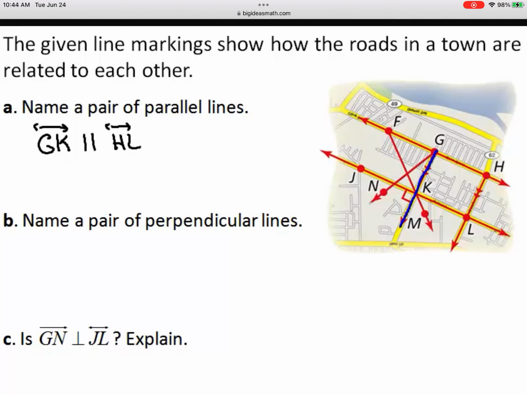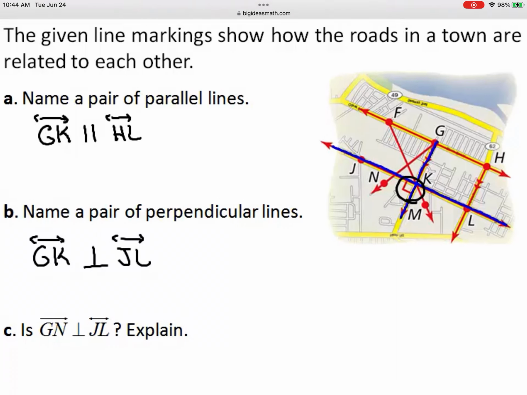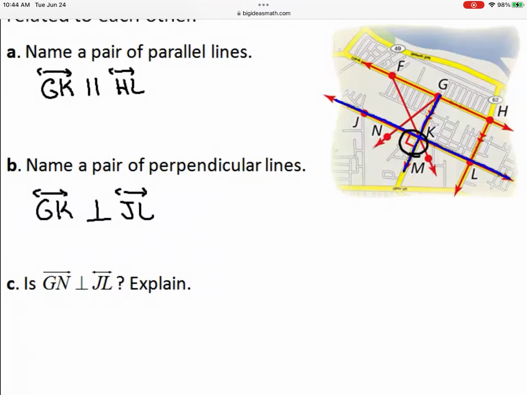Part B. Name a pair of perpendicular lines. Looking at the picture, you are given that line GK is perpendicular to line JL, because looking at the picture, notice that there is a right angle at point K.